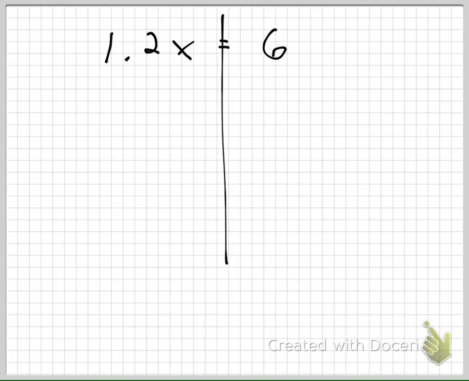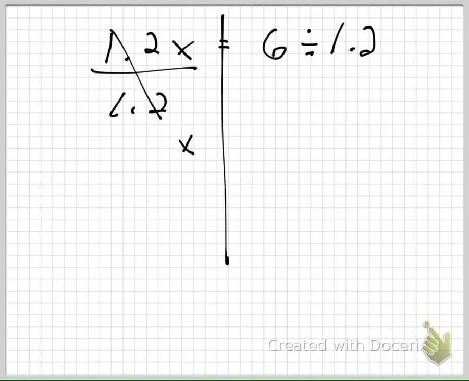Solving equations by multiplying or dividing. Nothing changes here. What about this? What if I have 1.2x equals 6? What do I do with this? Line down the equal sign. Is the variable happy? No. Why not? He's being multiplied by 1.2. What's the opposite? Divide by 1.2. What is 6 divided by 1.2? It is 5. Does that make sense?